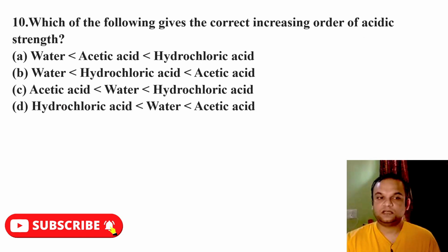Next question says, which of the following gives the correct increasing order of acidic strength? Increasing order में क्या आएगा? देखिए, water is neutral, its pH is 7. Acetic acid, its pH is 5 because it is a weak acid. Hydrochloric acid, it is a strong acid and its pH is almost 1. So the increasing order में देखा जाए तो option A will be the correct answer.